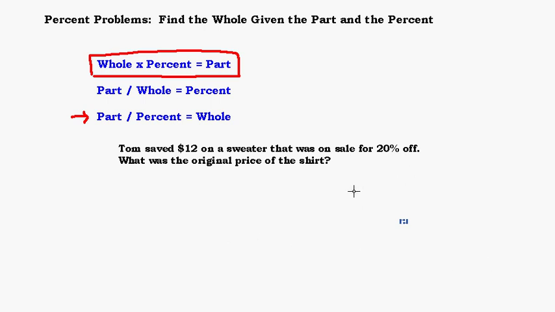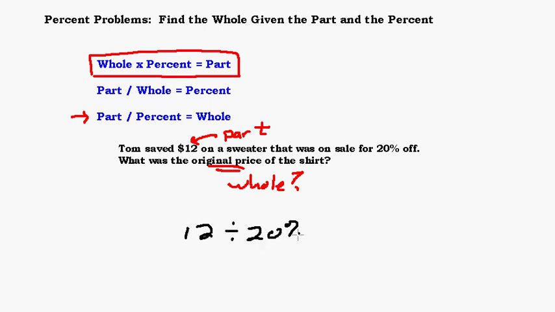Alright, so we know he saved 20%, so that's your percent. The $12 is the part of the original price that he saved. The original price is the whole price. We don't know that. So again, we're going to follow our formula, and we're going to take the part divided by the percent, and that will give us the whole. So 12 divided by 0.2.